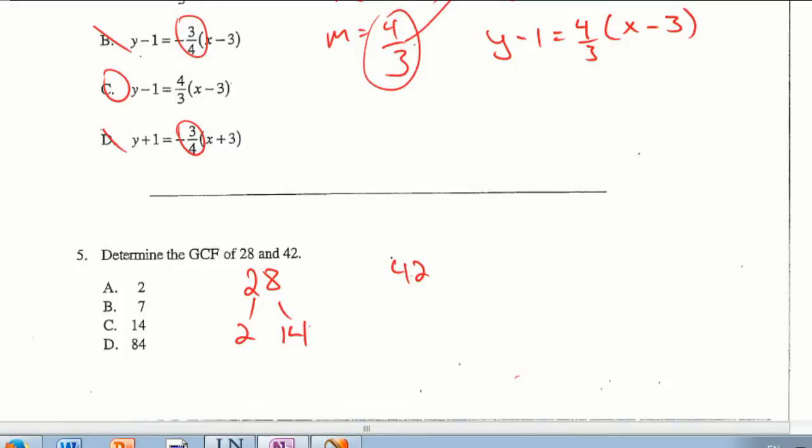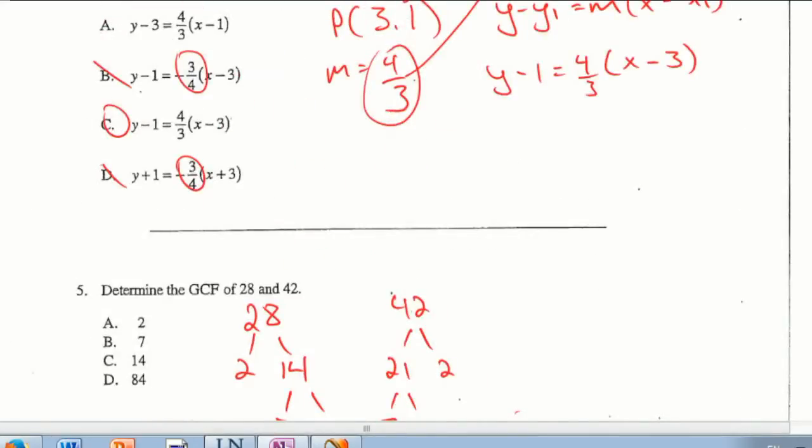So mental math time. If you're not good at multiplication, stick with easy numbers. I can think, okay, 28 divided in half is going to be 14. That's good. 14 is going to be 7 and 2. So I have that one. 42, same thing. I could go, okay, that's 21 times 2, and 21 is 7 times 3.